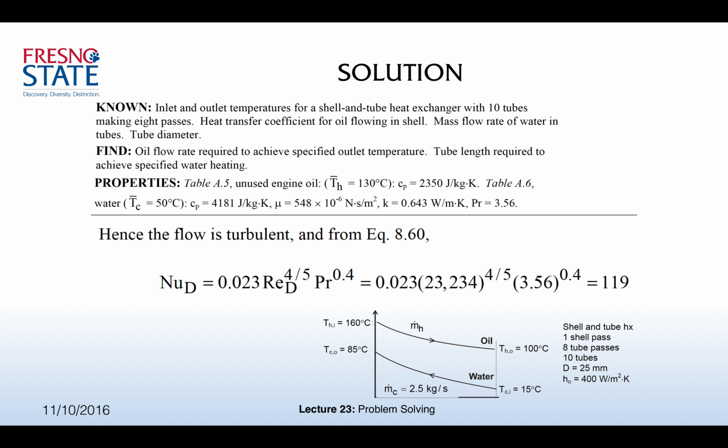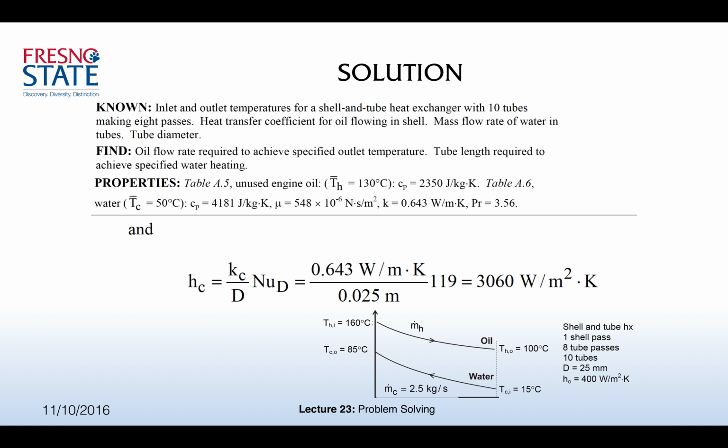So going back to the equation here, Nusselt number is equal to 0.03 times the Reynolds number to the 4/5, so 23,234 to the power 4/5, multiplied by the Prandtl number 3.56 to the power 0.4. It gives us a Nusselt number of 119. Now we can use this to find our convection coefficient on the inside of the tube.